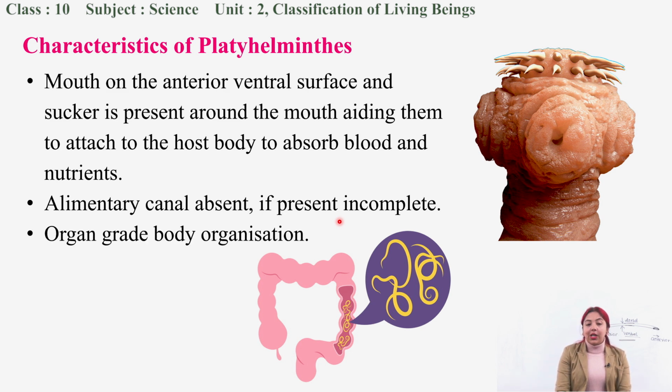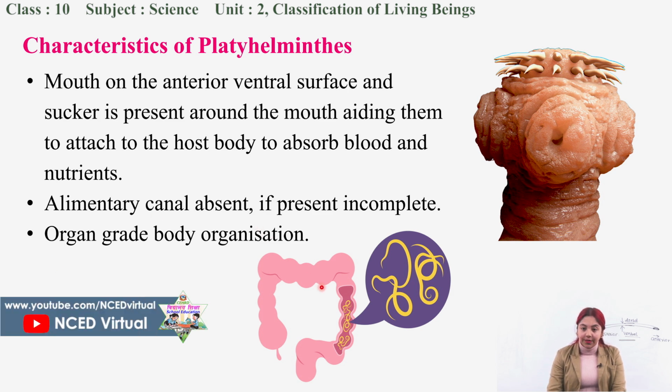Now, they have organ grade of body organization, which means they have organs, but they do not yet possess any organ system. Now, you can see that the phylum before Platyhelminthes, the coelenterates, had tissue grade of body organization. Now the organisms have slowly evolved, and when it reached the phylum Platyhelminthes, they started to develop organs. So they have organ grade of body organization.